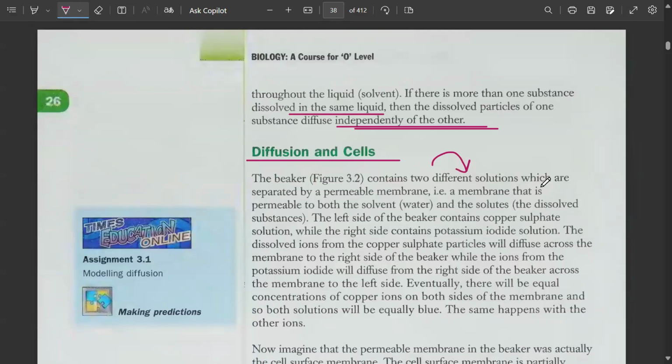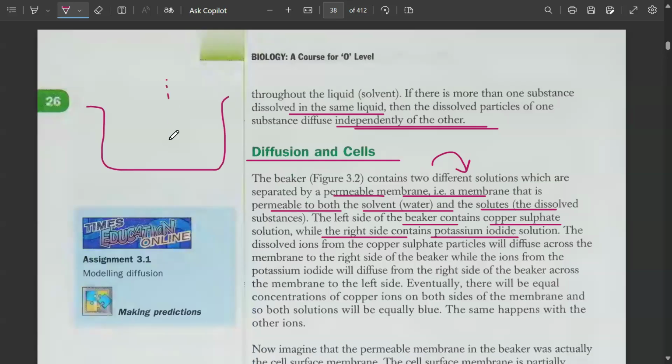And let's say the different solutions are separated by a permeable membrane, a membrane that is permeable to both the solvent and the solutes. The left side of the beaker contains copper sulfate solution, while the right side of the beaker contains potassium iodide solution. एक beaker है और उस beaker के अंदर दोनों solutions are separated by a membrane. एक तरफ आपके पास कॉपर सल्फेट का सोल्यूशन है और दूसरी तरफ आपके पास पोटेशियम आयोडाइड का सोल्यूशन है. इन द मिडल वी हैव अ पार्शियली परमिएबल मेम्ब्रेन.